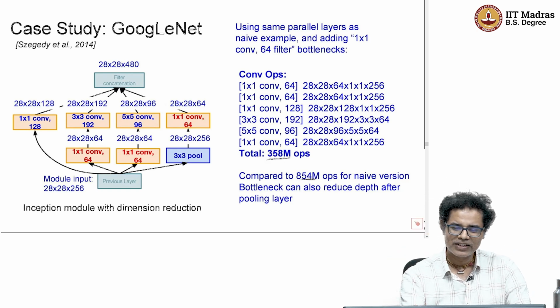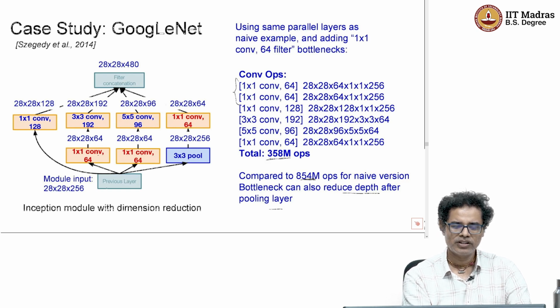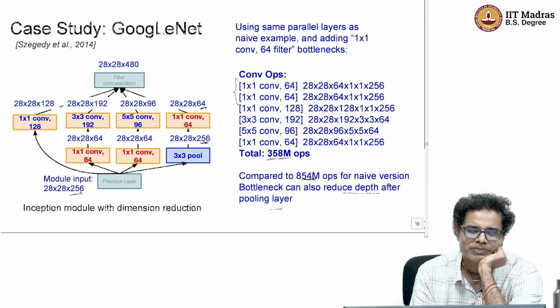You can actually go through these things, the same kind of computation we have done before. Another thing is that it also reduces the depth after the pooling layer. Earlier we have seen it was 600 something, now it has reduced. As we said, in the naive Inception module, the pooling layer will always have the same number of channels as input, but using 1 cross 1 convolution, you can reduce it. Therefore, the total number of channels can actually be less than the input also.